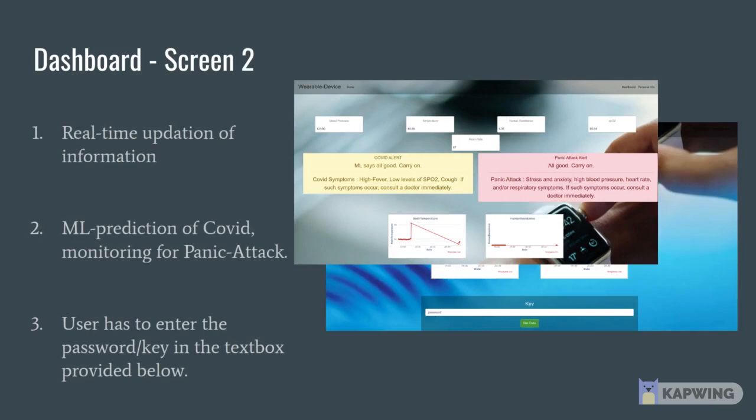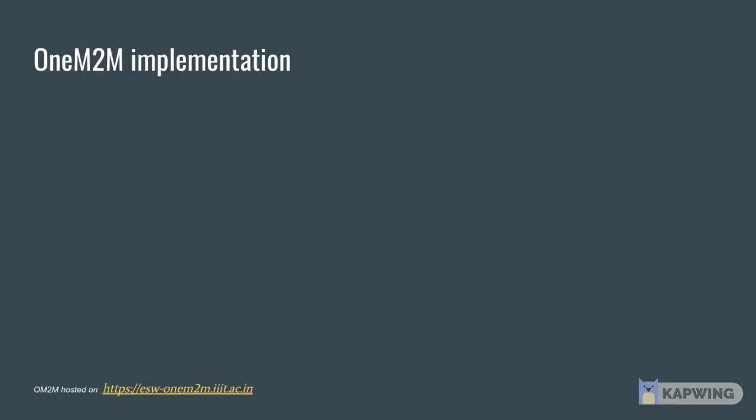The second screen consists of displaying all the data. It has real-time updation of information every 5 seconds, ML prediction for COVID monitoring and panic attacks, and the user has to enter the password or the key in the text box provided below to access his or her details.